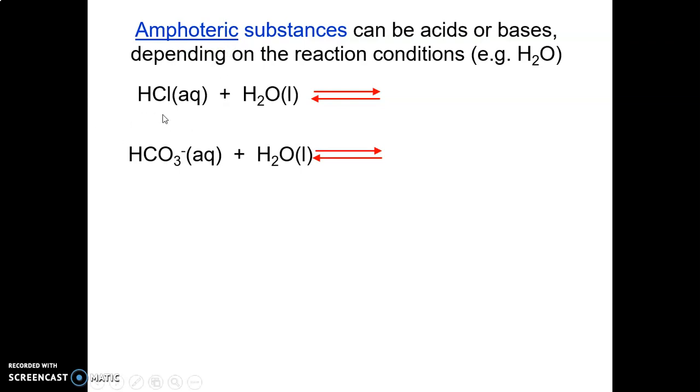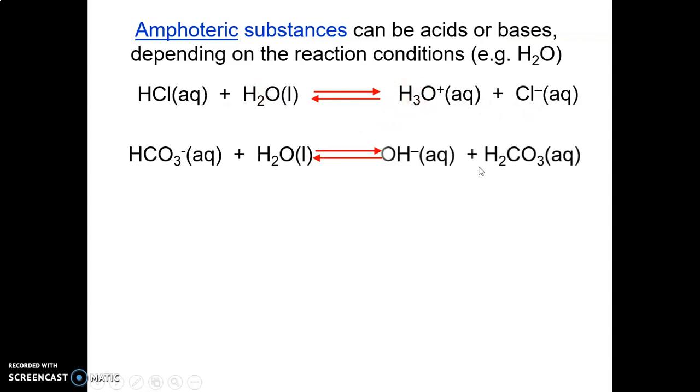So we all know that HCl is an acid, right? Hydrochloric acid. When it reacts with water, here's what actually happens. The HCl donates one of its protons, creating H3O+ and leaving behind Cl-. So we would say in that reaction that the water is acting as a base to react with the acid.